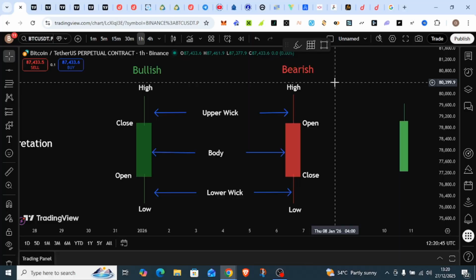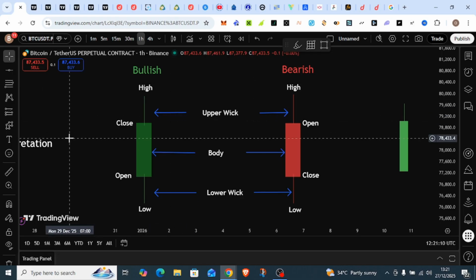Welcome traders. Have you ever looked at a financial market chart and felt completely lost, like it's written in a foreign language? Well, today we are decoding the basics of candlesticks. By the end of this video, you will know exactly how to read candlesticks, whether you are trading stocks, crypto, or forex. Let's dive in.